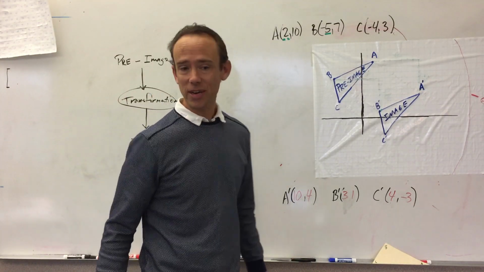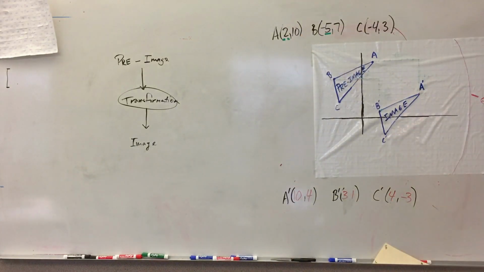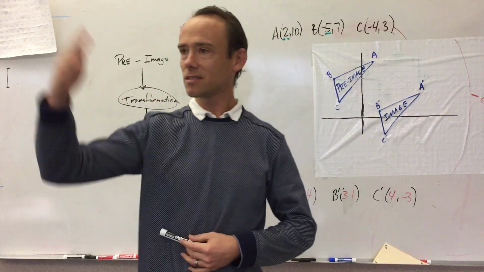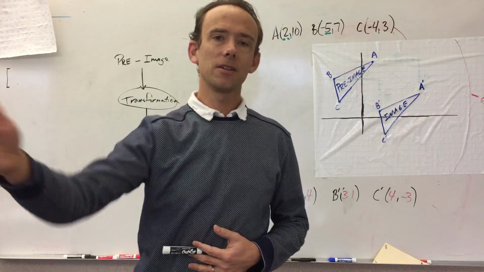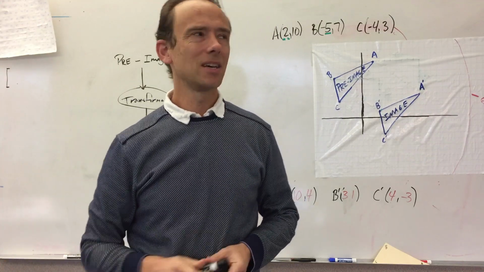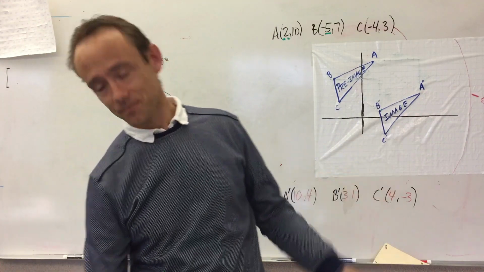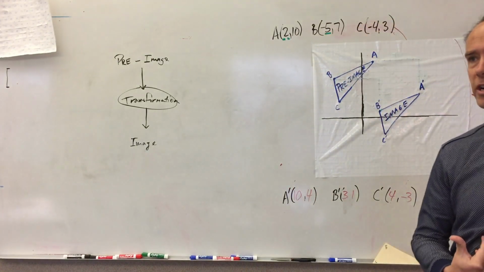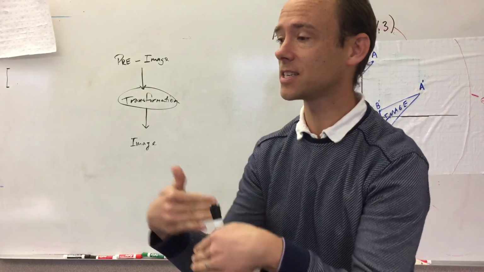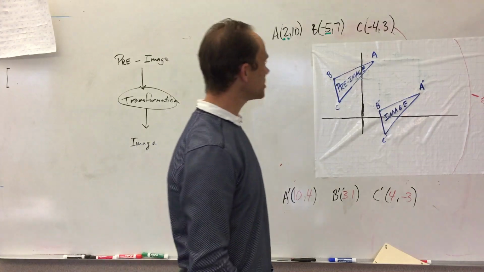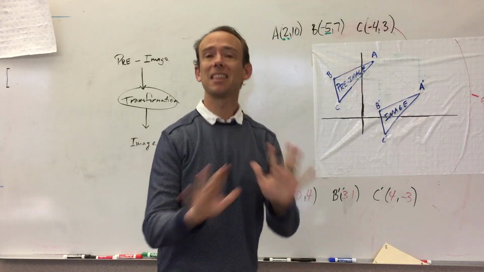We're going to talk about translations, which are a particular type of rigid transformation. You see, every time I say the words rigid transformation, you have to say the words preserve size and shape. So I'll try it. Rigid transformation preserves size and shape. Okay, so today we're going to talk about one particular rigid transformation called a translation.